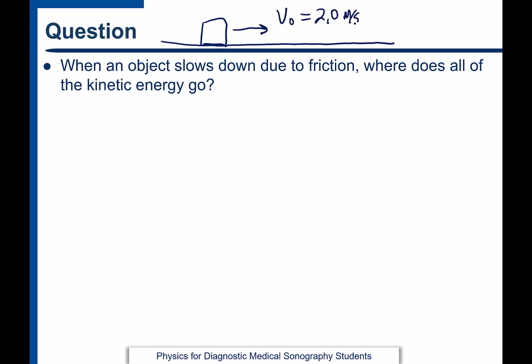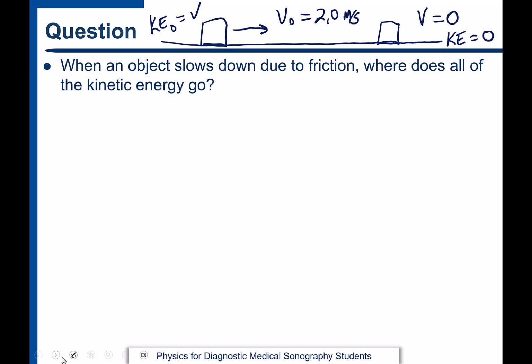And we know that if we start that block with that initial velocity, and it's just a block on the table, that block is going to come to rest. And so clearly it had kinetic energy initially, but the kinetic energy at the end is zero. Where did that energy go? Well, we know from conservation of energy it had to go somewhere.